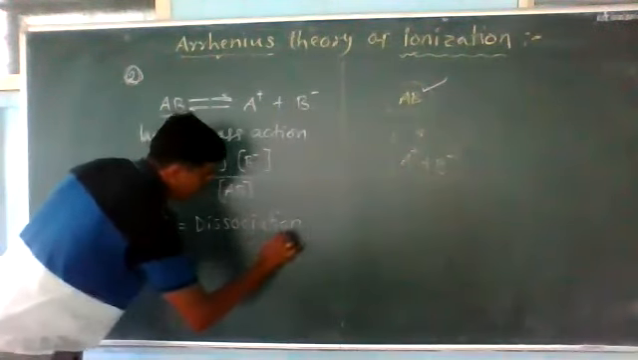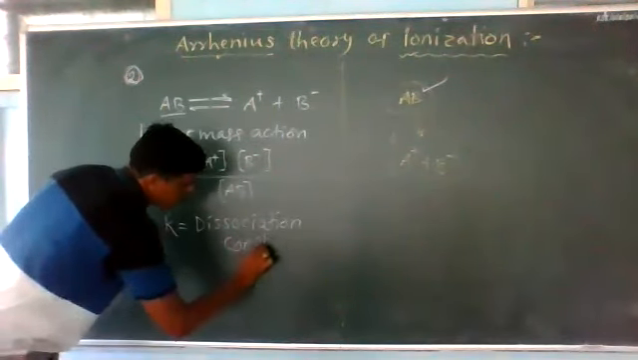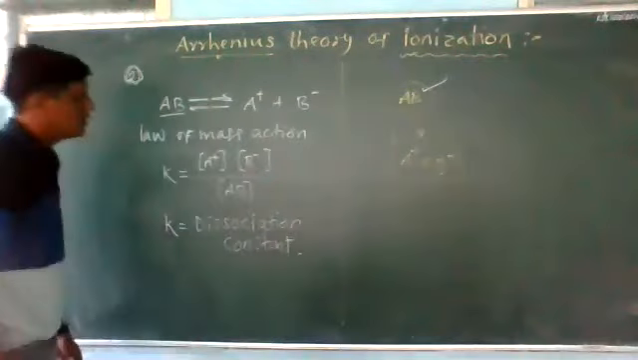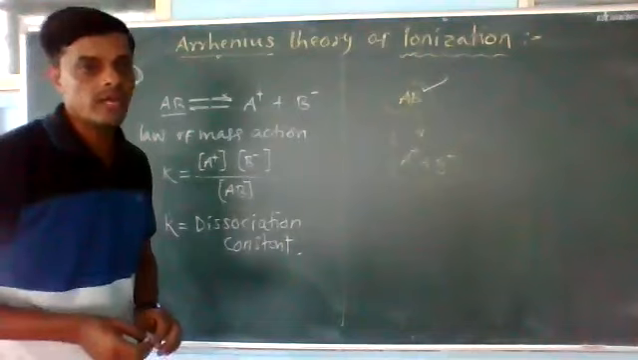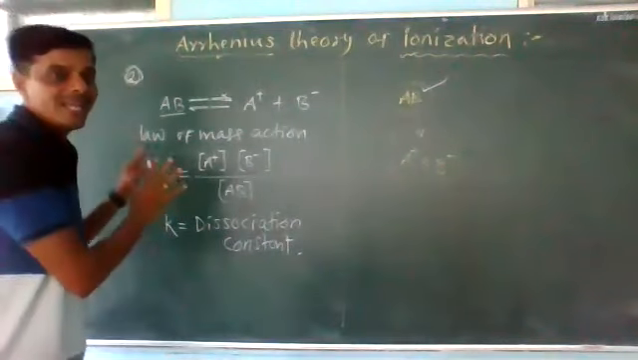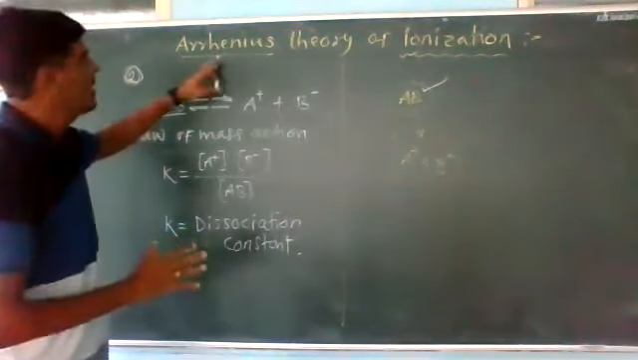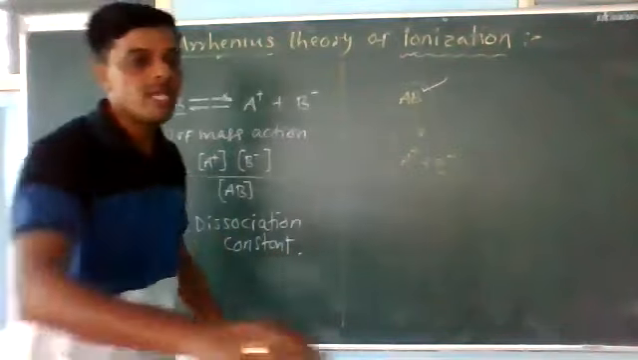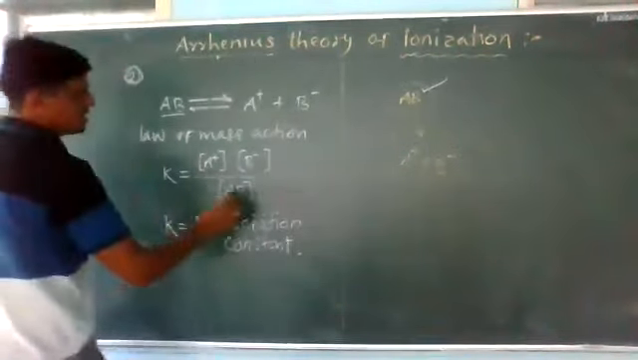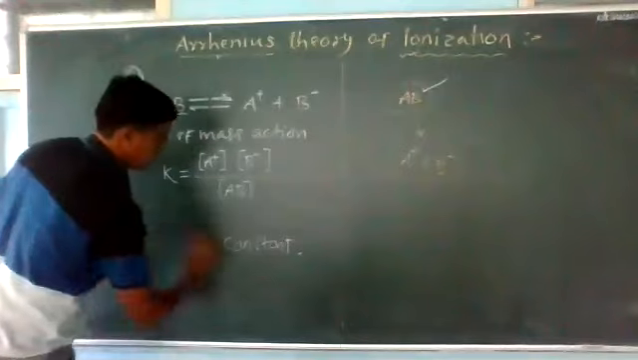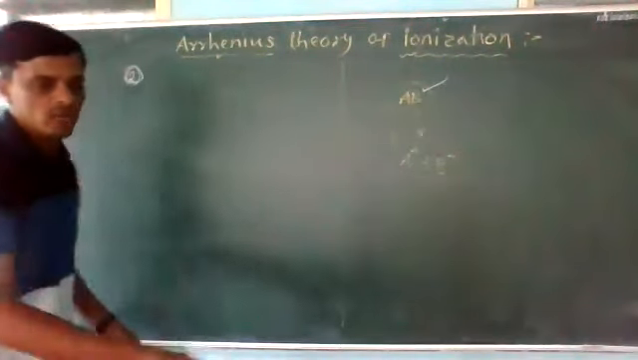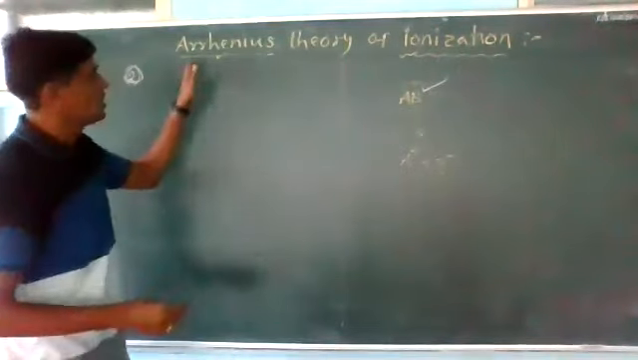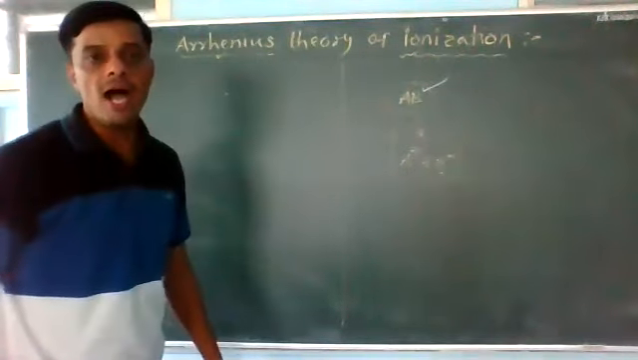Dissociation, where K is called a dissociation constant. Okay, now this was the second observation which was made by Arrhenius during his experiments. Now let us discuss the third observation or the third point which was mentioned by Arrhenius in his theory of ionization.